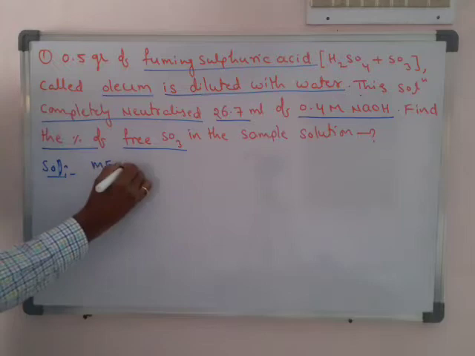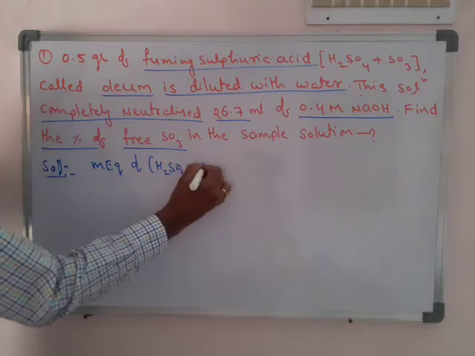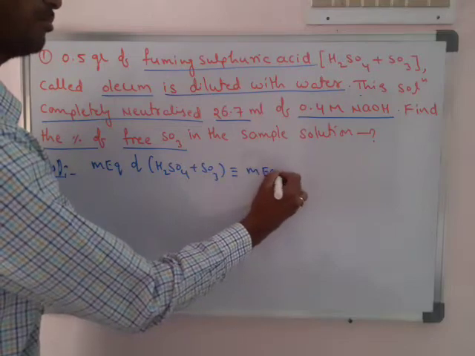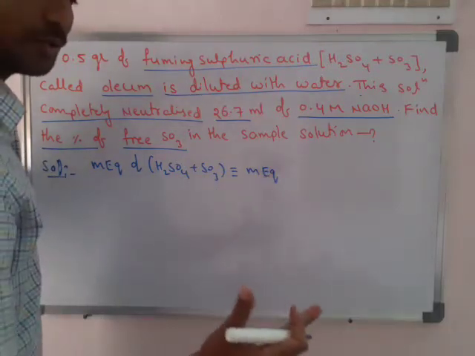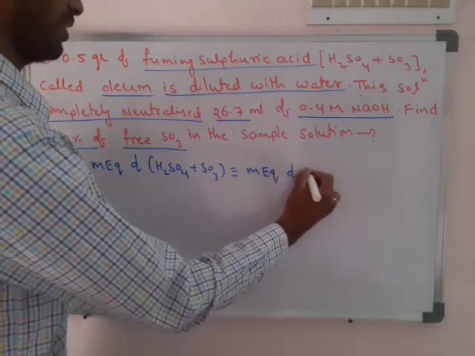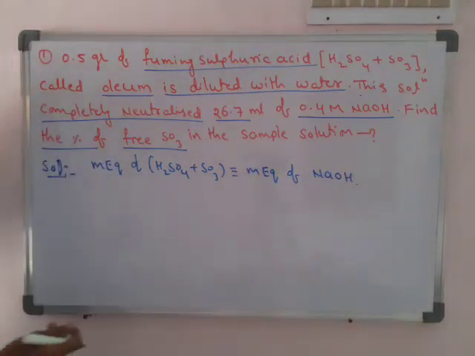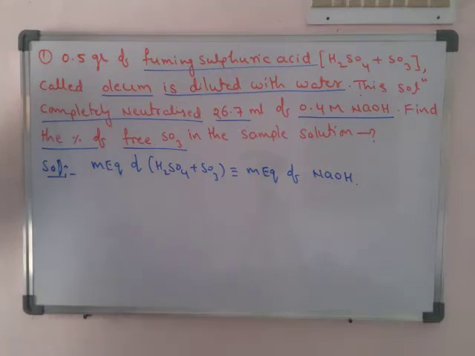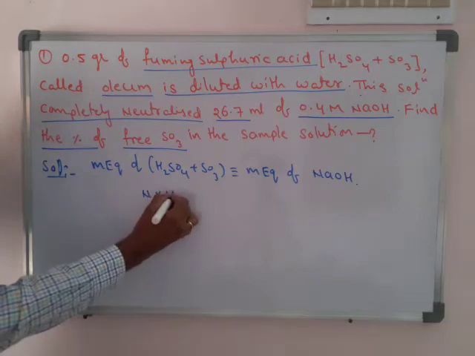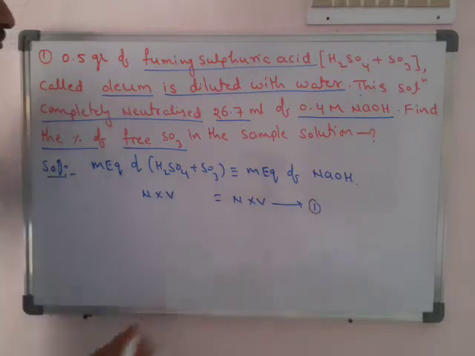So here we can write milli equivalents of H2SO4 and SO3 is exactly equal to, because they are reacting completely, so any reacting species we equalize their milli equivalents, milli equivalents of sodium hydroxide. Milli equivalents is normality into volume. Just take it as equation 1.